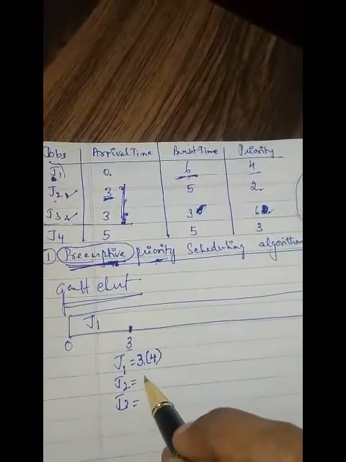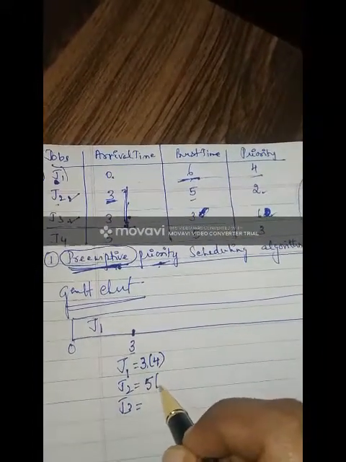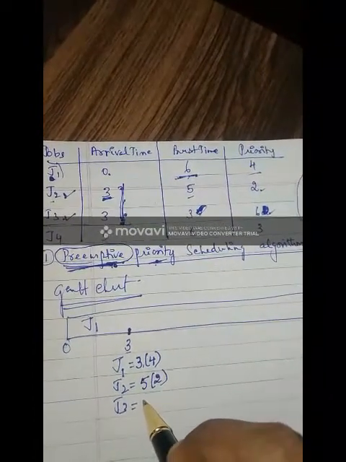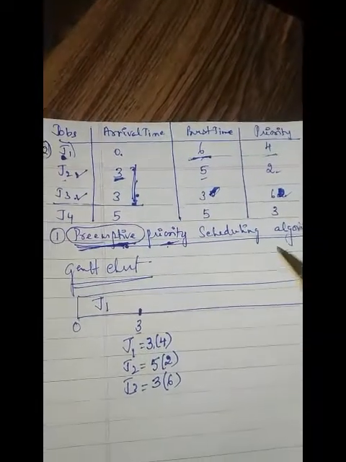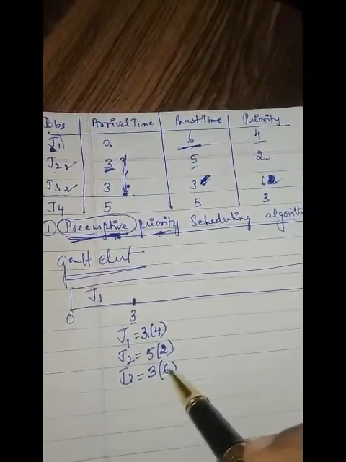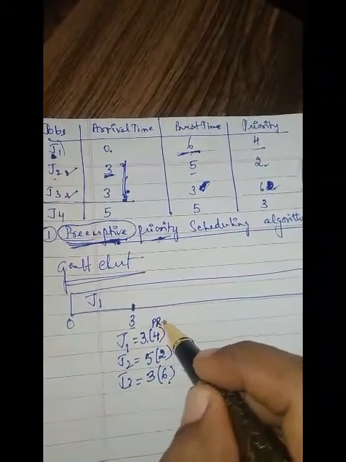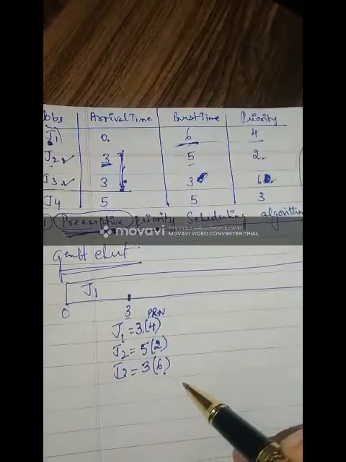And J2. J2 takes, what is the burst time? 5. And what is the priority? 2. And J3, burst time is 3 and priority is 6. So in this particular problem, they have told us that a higher priority number will have the highest priority.